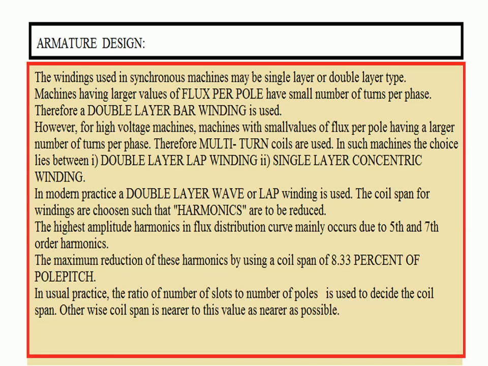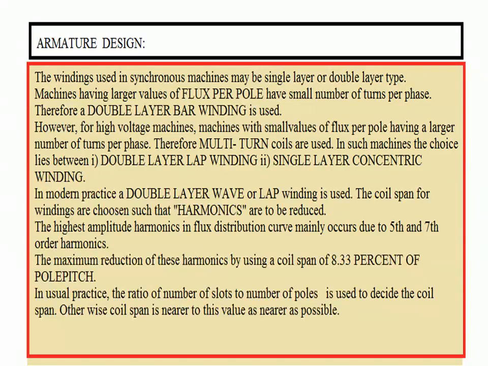Armature design includes the design of windings. First, at the very beginning, the windings used in synchronous machines may be single layer or double layer type. Machines having larger flux per pole result in a smaller number of turns per phase. Hence, in this condition, double layer windings are suitable.